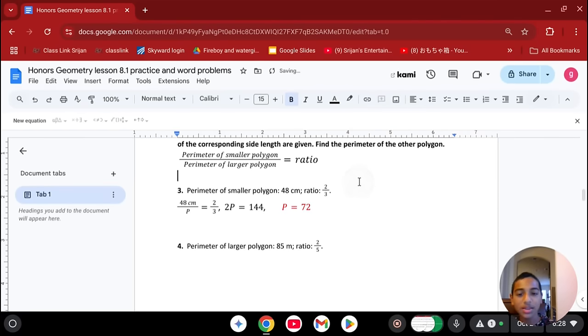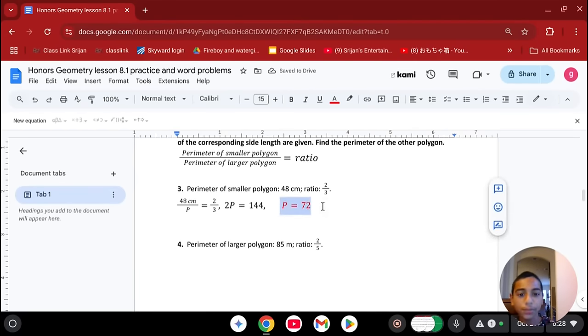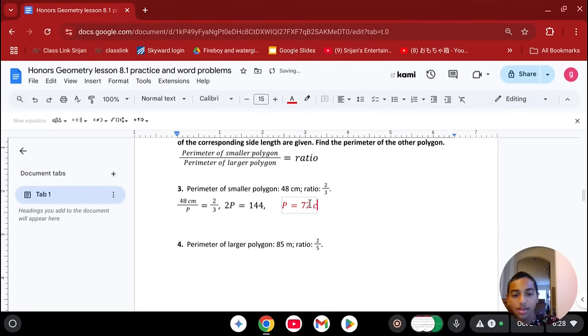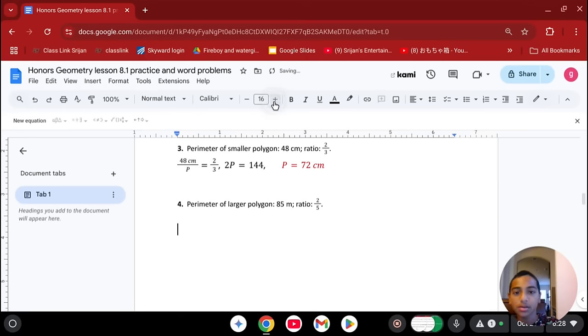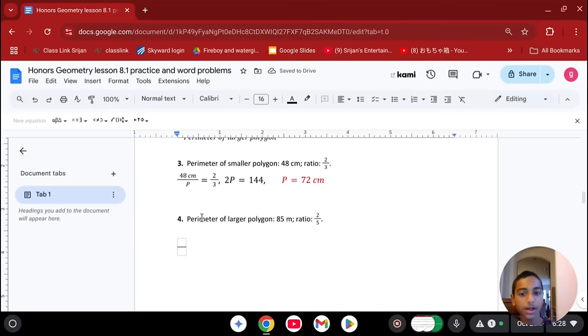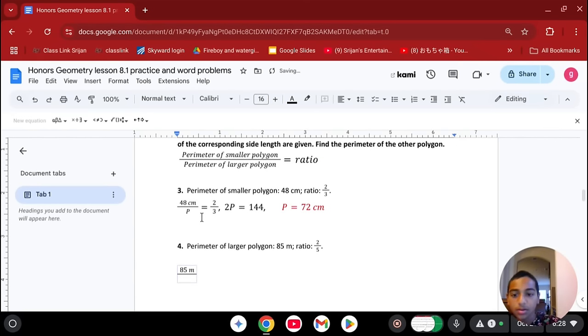So, that means the perimeter of the larger polygon is 72, and don't forget units, centimeters. Now, let's go to the next one. This time, we're given the perimeter of the larger polygon, which is 85 meters. Oops, I meant to write that at the bottom.